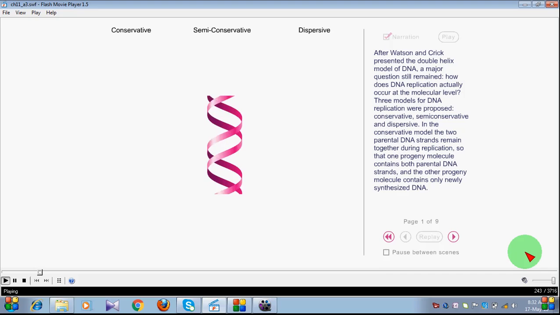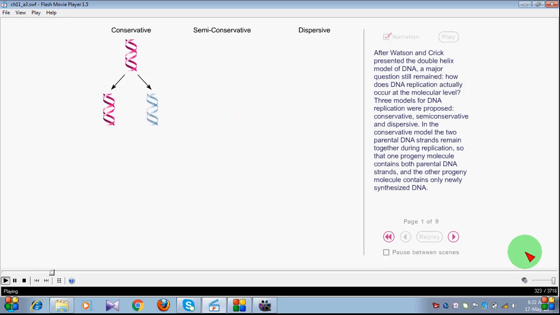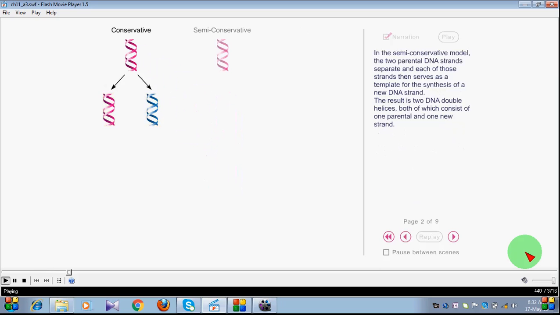In the conservative model, the two parental DNA strands remain together during replication, so that one progeny molecule contains both parental DNA strands, and the other progeny molecule contains only newly synthesized DNA. In the semi-conservative model, the two parental DNA strands separate, and each of those strands then serves as a template for the synthesis of a new DNA strand. The result is two DNA double helices, both of which consist of one parental and one new strand.